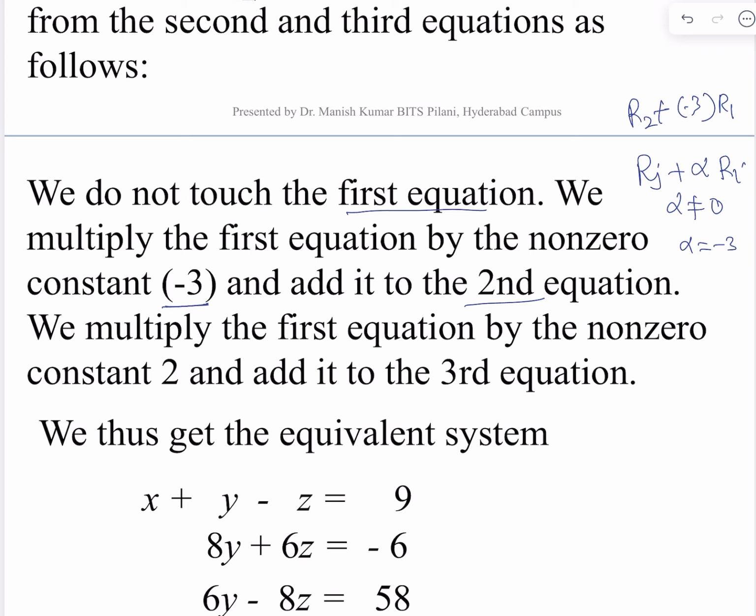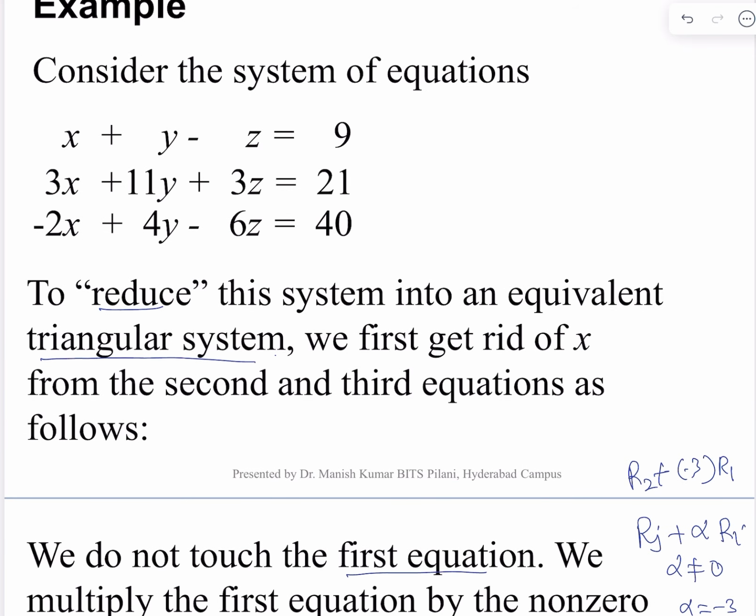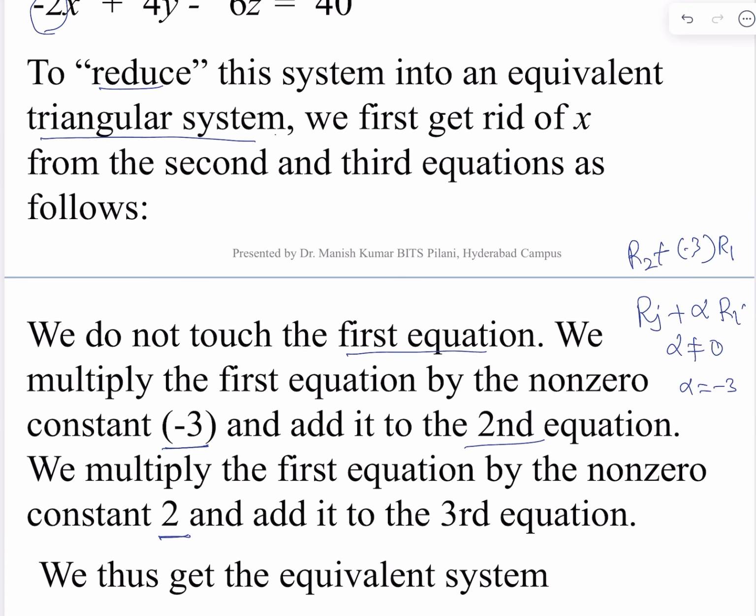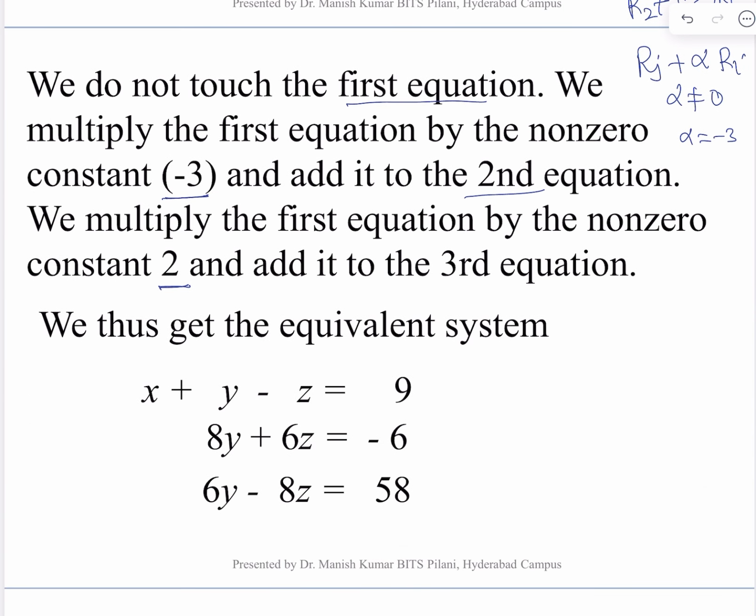So we also multiply the first equation by the non-zero constant 2 because we want to get rid of this value also. If I multiply the first equation by 2 and add to it the third equation, then I will get rid of the x coefficient in the third equation, right? So my equation becomes now this.